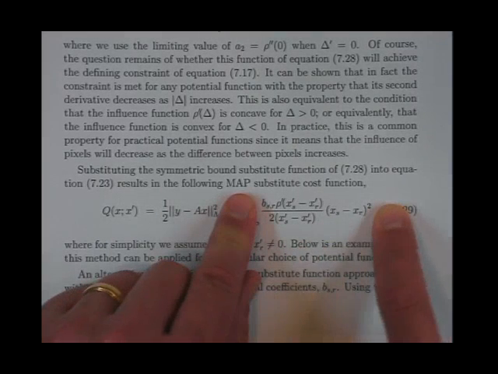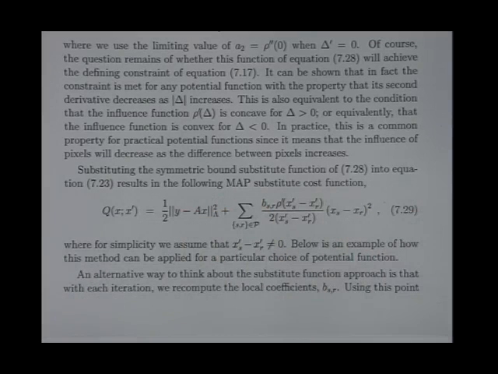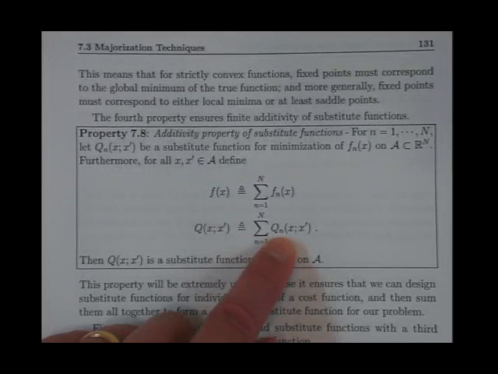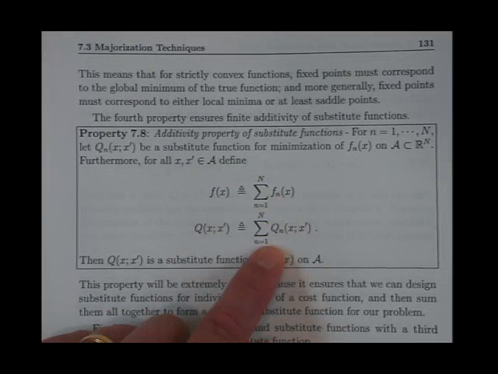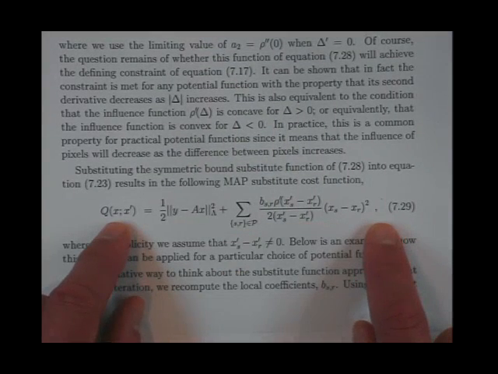Because each term in this sum is itself a Q function. But then, remember that one of the things I said here is that property 7.8, that if you have a substitute function for f, then the sum of the substitute functions is the substitute function of the sum, right? So you can commute those, which is cool. So that's what happened here, that so now x is a complete quadratic function.